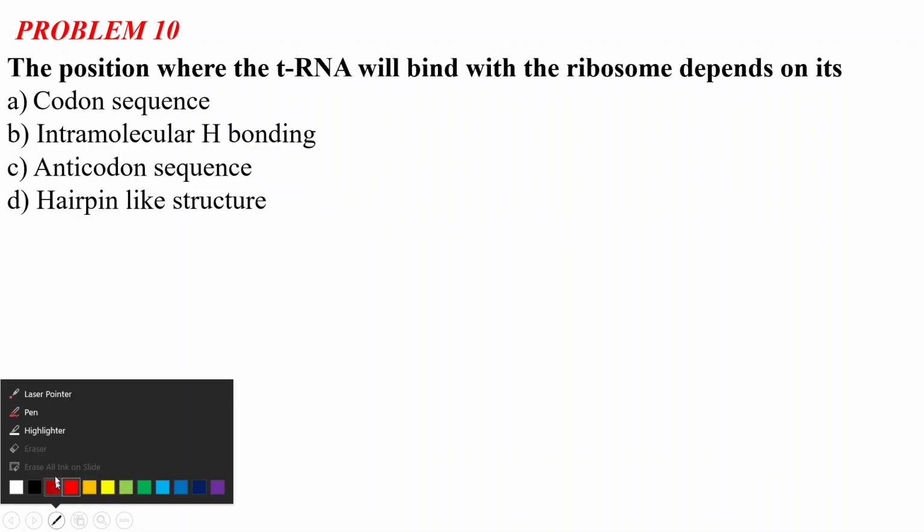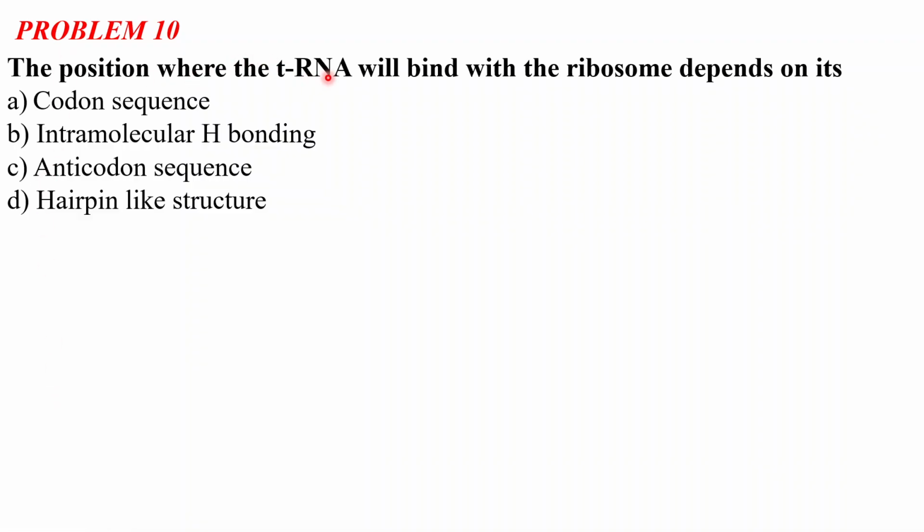So problem number 10 says that the position where the tRNA will bind with the ribosome depends on its: number A, codon sequence; number B, intramolecular hydrogen bonding; number C, anticodon sequence; and number D, hairpin-like structure.